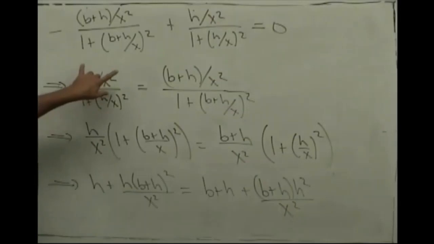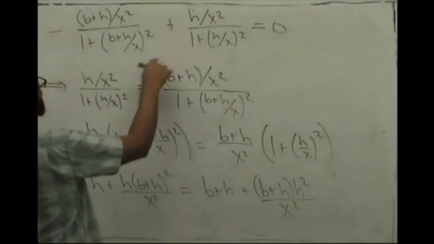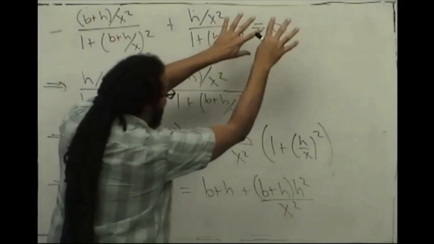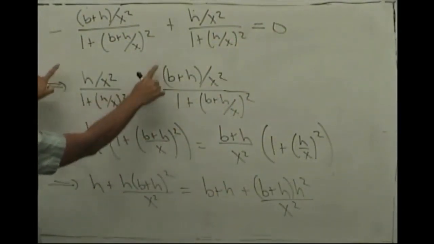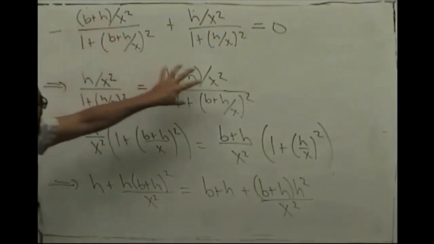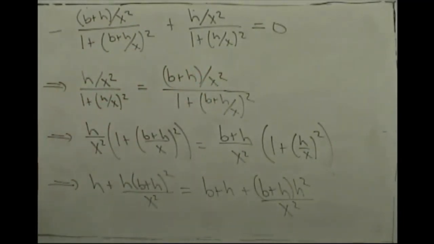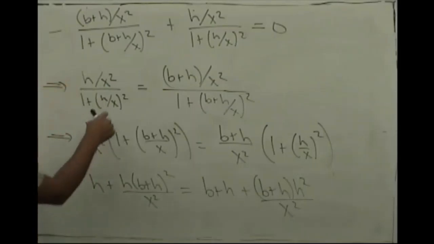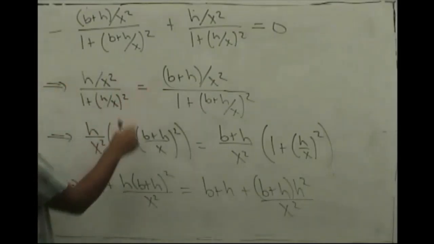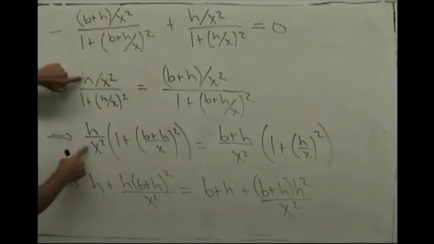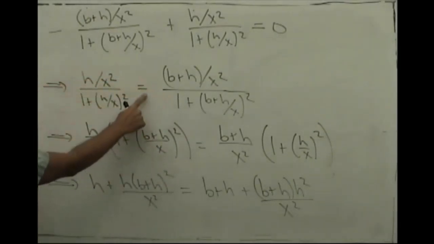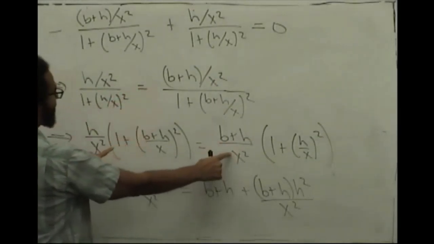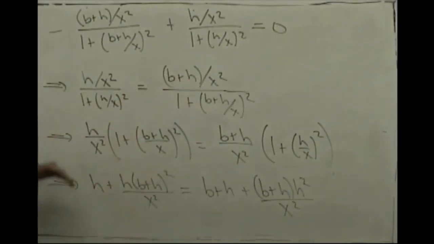Okay. So I've got negative a fraction, positive a fraction. I'll take the negative one and just add it over to the other side. That's how I got from here to here, right? Just add this chunk over to the other side. And then to get from here to here, well, for fractions to be equal, their cross products have to be equal. So h over x squared times this thing is equal to b plus h over x squared times this thing, right? So that's how I got from here to here. Just for fractions to be equal, their cross products have to be equal.